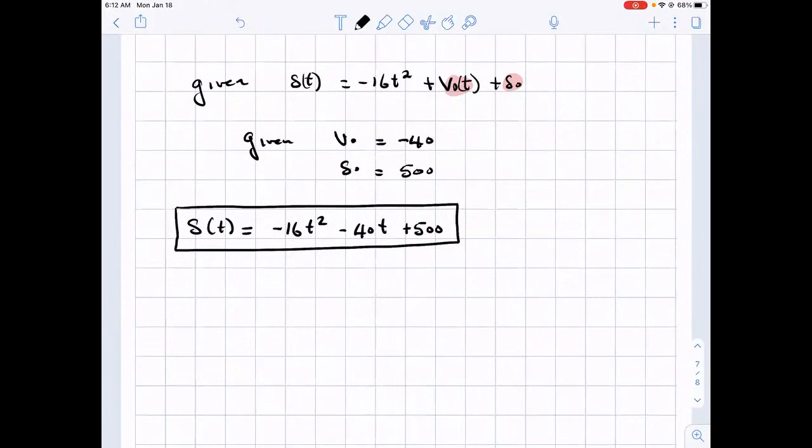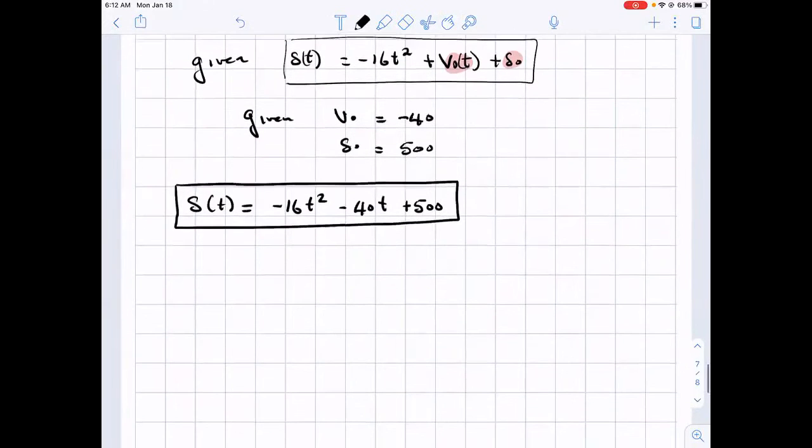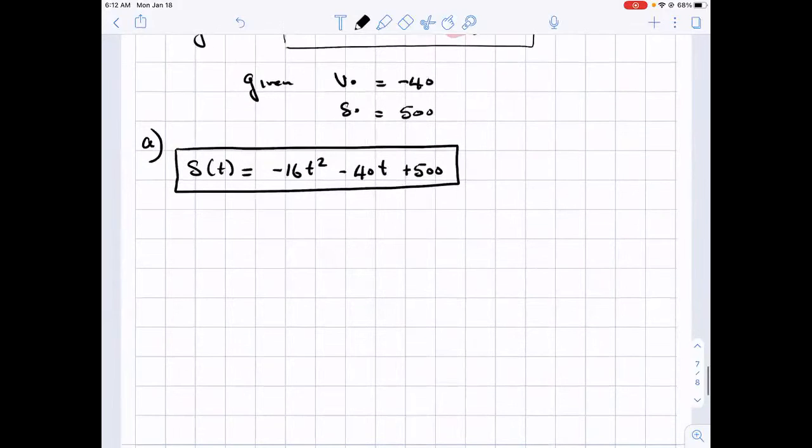That's our position function. The position general function was given to you, and V0 and S0 are given. Now, the second part is asking you, what is V of t? V of t is the second derivative of the position function. I'm sorry, V of t is the first derivative. The acceleration will be the second derivative.